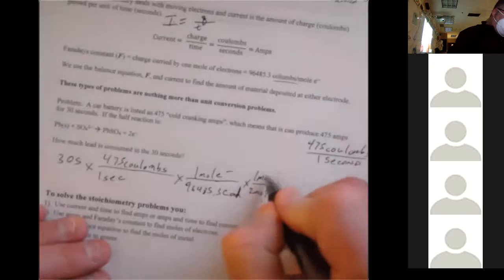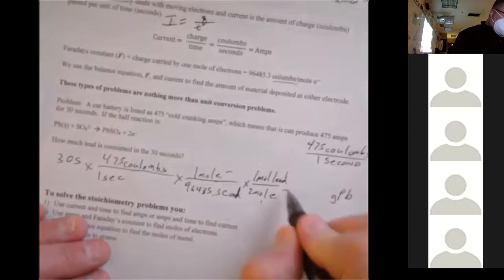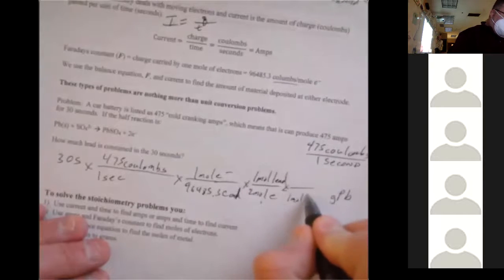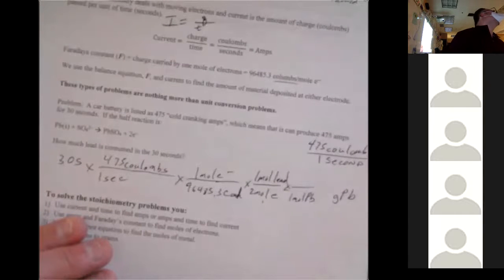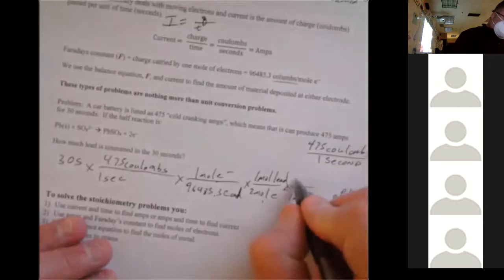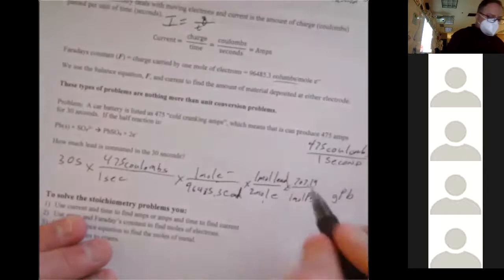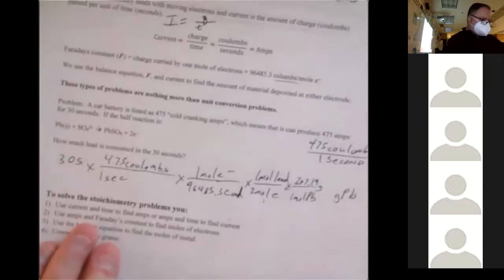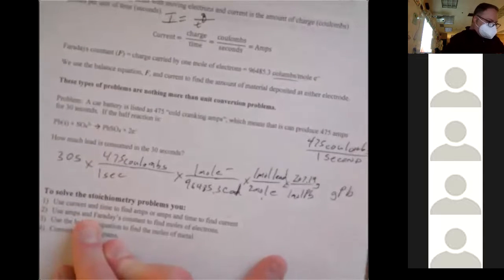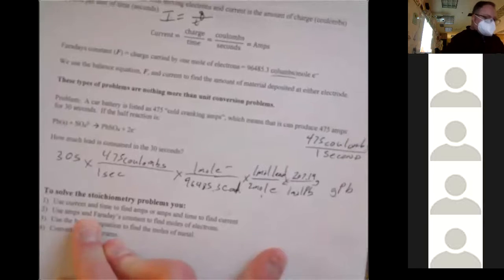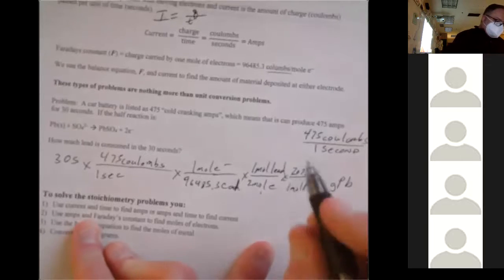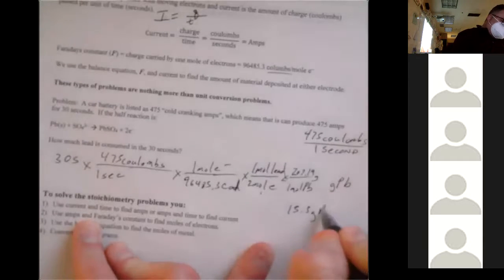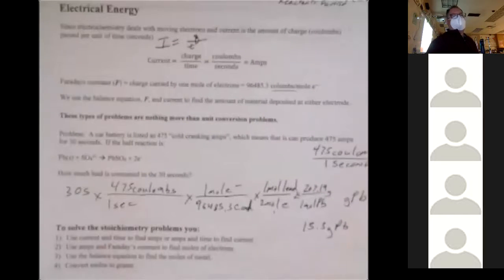And that's 1 mole of lead. And every 1 mole of lead is how many grams? 207.19. So 30 times 475 divided by 96,485.3, divided by 2, times 207.19. The answer is about 15.3. 15.3 grams of lead. How amazing is that?